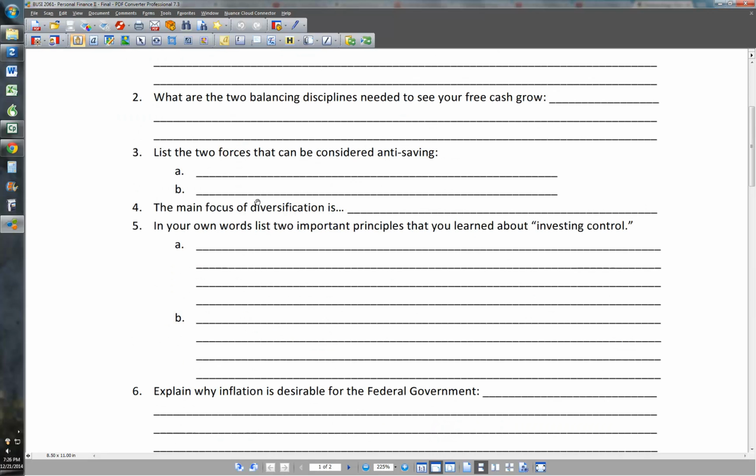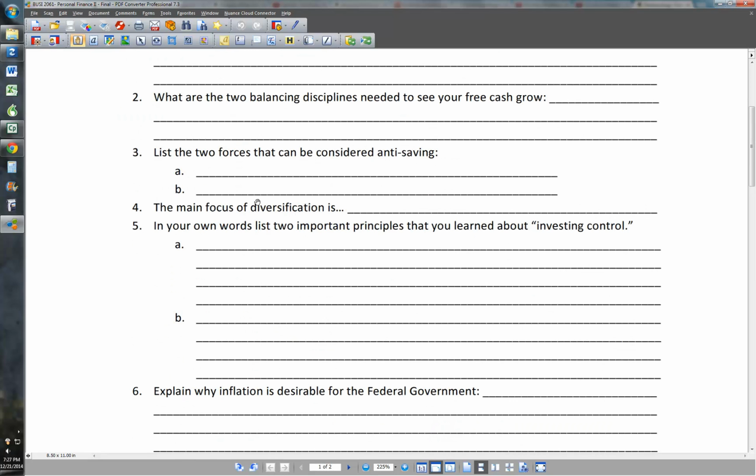That it's not just about where you're investing and what you're putting into your investments. It's also about, on the other end, controlling your spending habits so that you're not wasting dollars that could have been invested. Okay. Number 3, list the 2 forces that can be considered anti-saving, right?